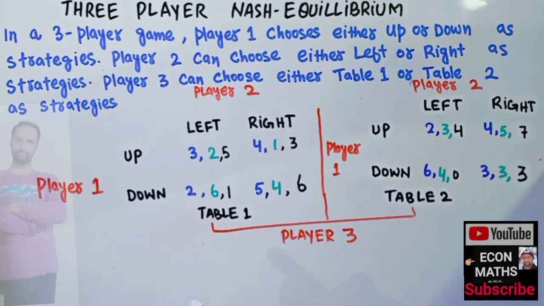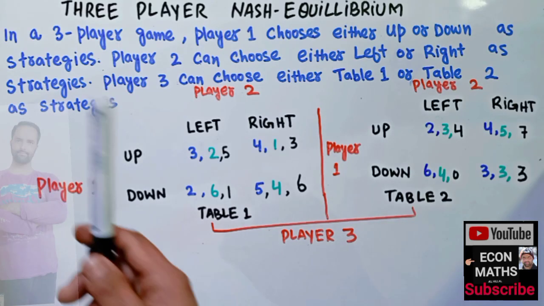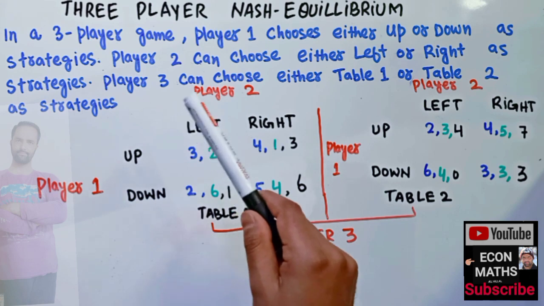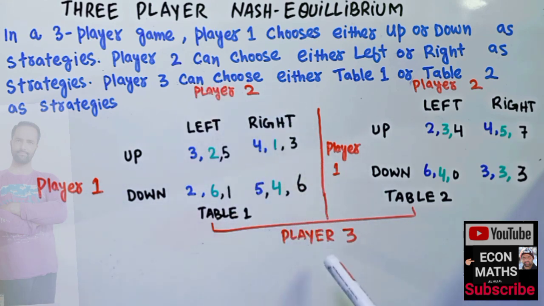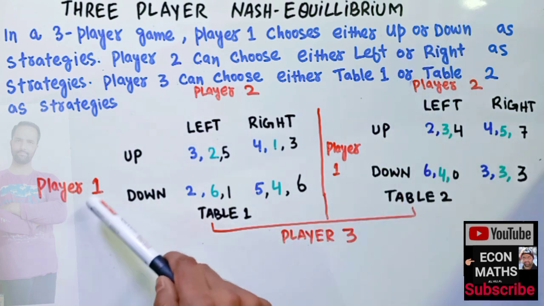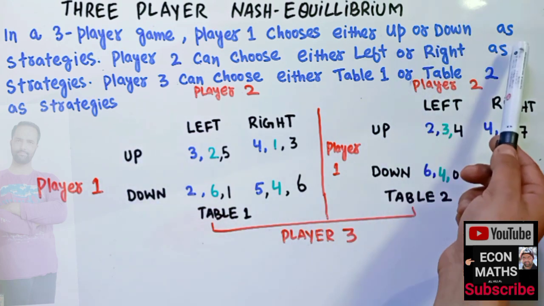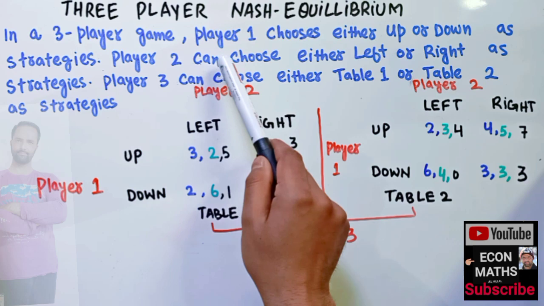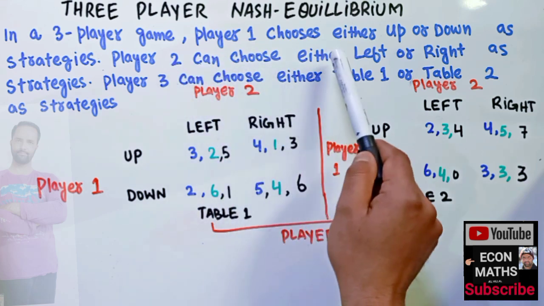Let us solve a question on three-player Nash equilibrium. The question is, in a three-player game, we have three players: player 1, player 2 and player 3. Player 1 chooses either up or down.